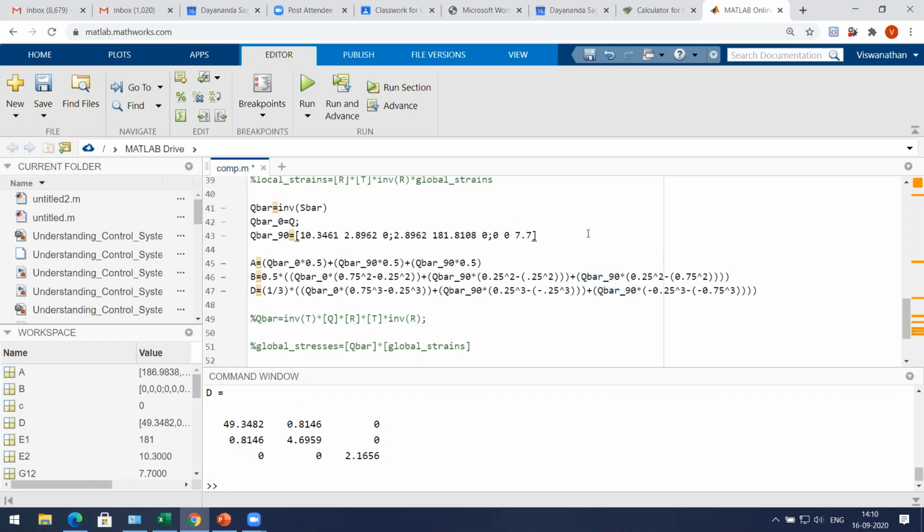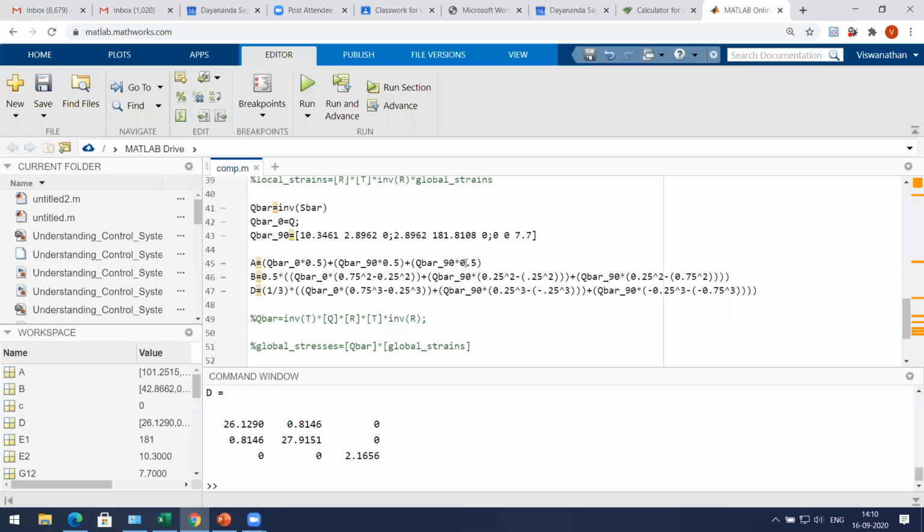0/90/0/90. What is the condition for the B matrix being 0? It must be symmetric. Is 0/90/0/90 symmetric? 0/90 is symmetric, but 0/90/0/90 is not symmetric. So let's look at this. Let's run this. I've changed the values now.